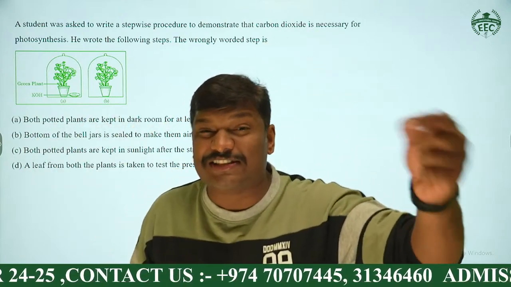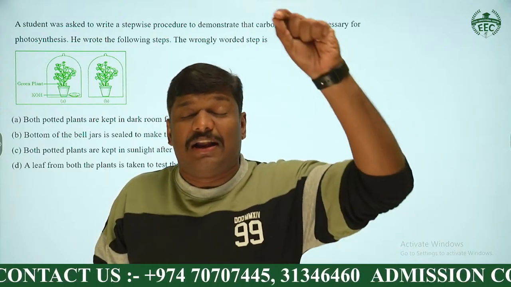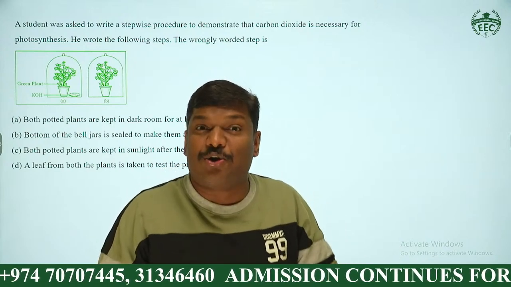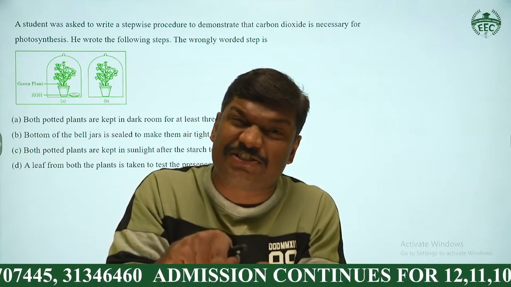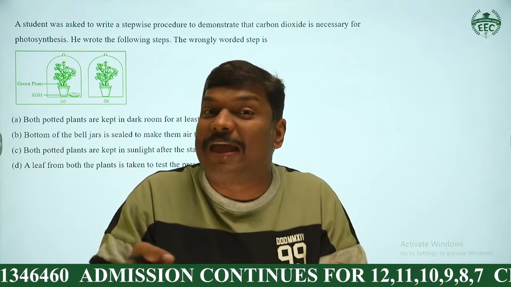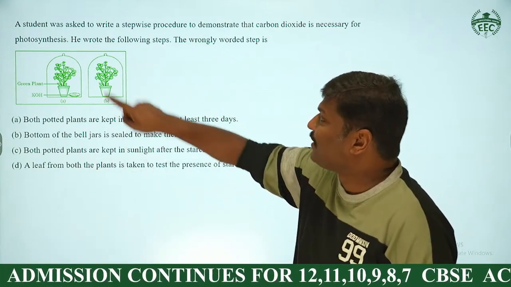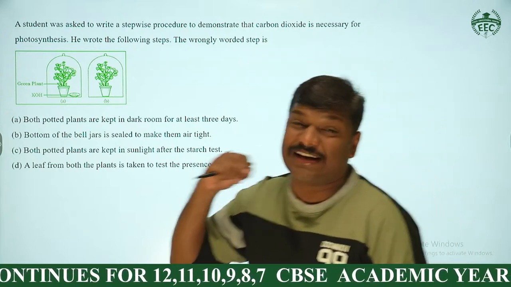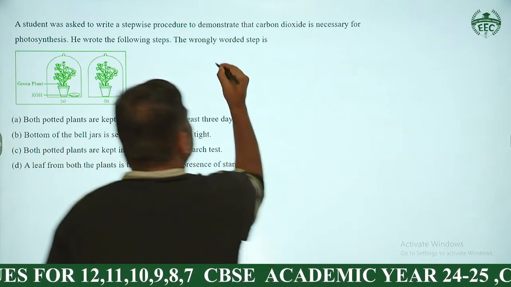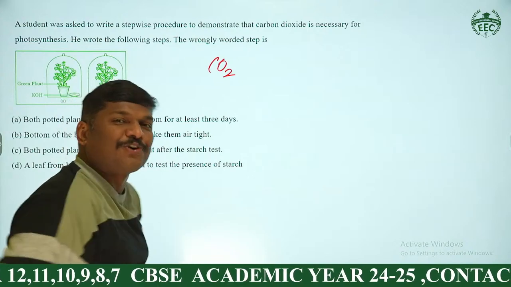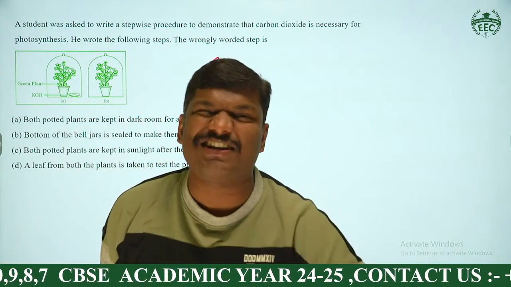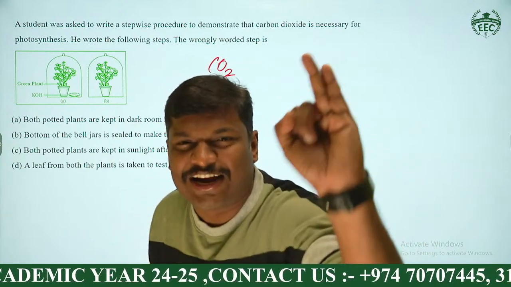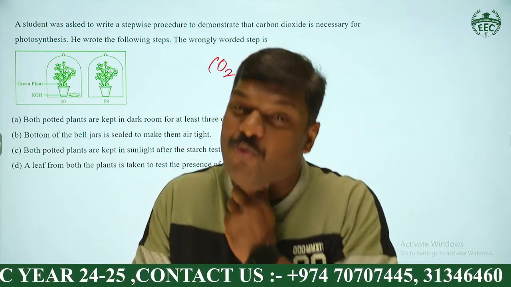Light is essential for photosynthesis, and chlorophyll is essential for photosynthesis. One activity shows chlorophyll is essential, where you study a variegated leaf. Here is another example. A student was asked to write a stepwise procedure to demonstrate that carbon dioxide is essential for photosynthesis. As you know, four materials are essential for photosynthesis: sunlight, chlorophyll, carbon dioxide, and water, my dear students.